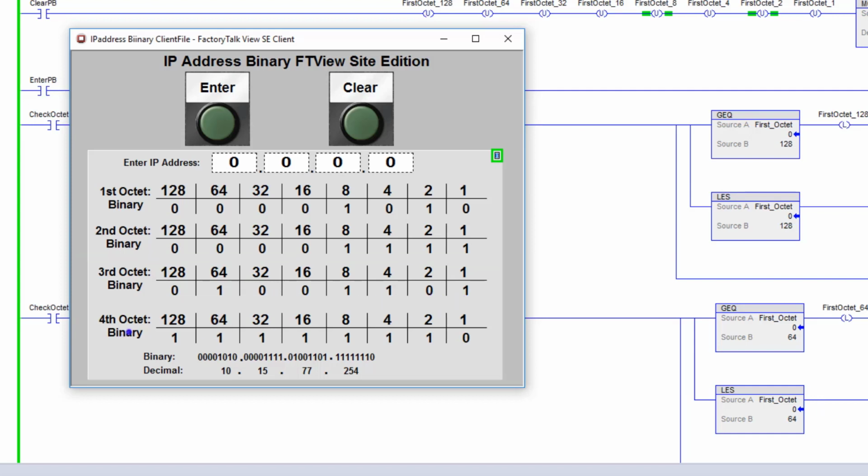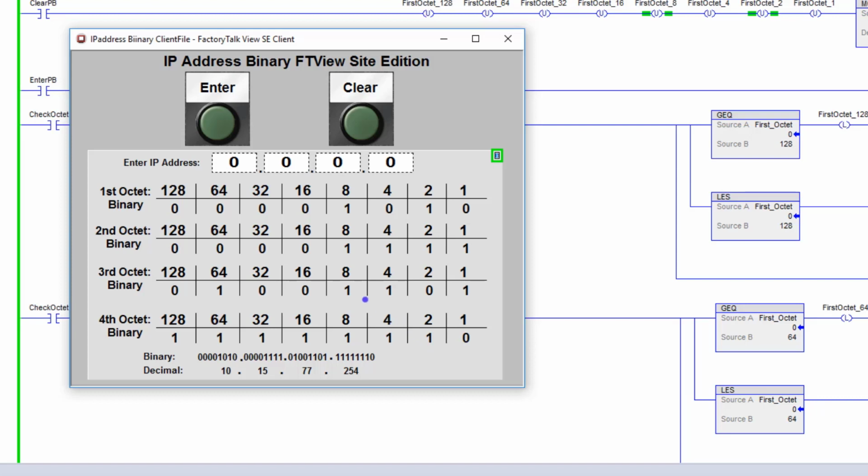Okay, so now let's talk about the fourth one, 254. Can 254 go into 128? Of course. Now, is the remainder equal to or greater than 64? Of course. Is the remainder equal to or greater than 32? Yes, it is. 16? Yes, it is. 8? Yes. 4? Yes. 2? Yes. 1? No. So the binary for 254 is 1, 1, 1, 1, 1, 1, 1, 0.